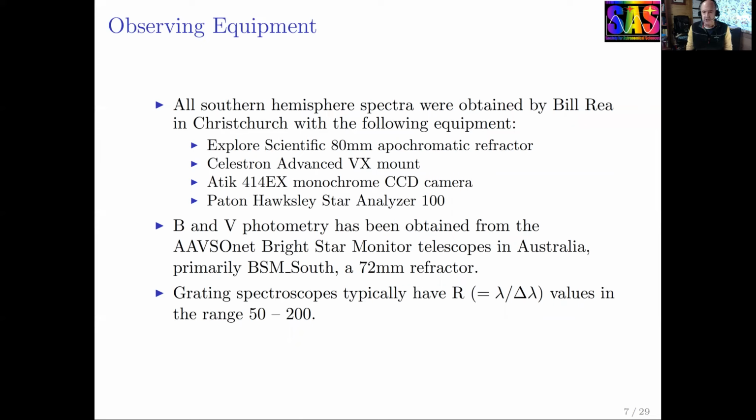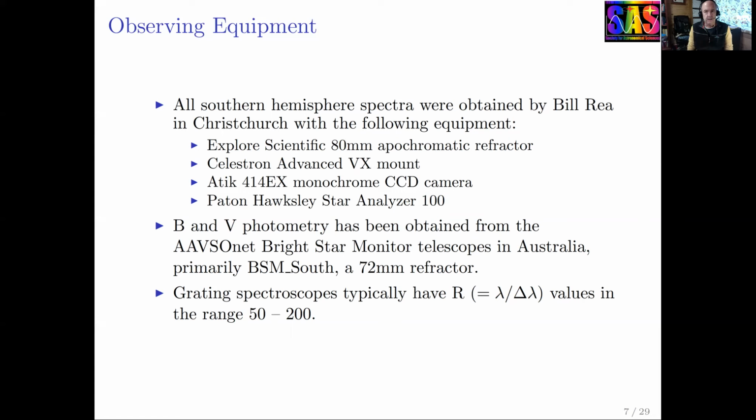So what I have is an Explore Scientific 80mm refractor, and that's quite a small telescope as far as telescopes go. The mount I have is Celestron's entry-level mount. The CCD camera that I have was not SBIG's entry-level one, certainly just one step up, but a very modest camera all the same. And finally, the Paton Hawksley Star Analyser 100 was less than $200. So on a fairly limited budget, I hope to convince you that you can do useful science with something like this.